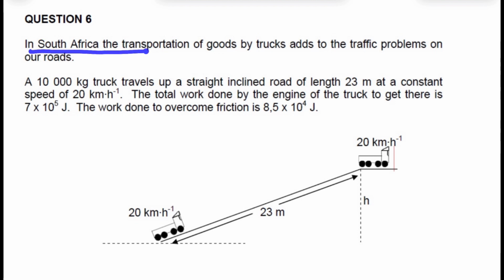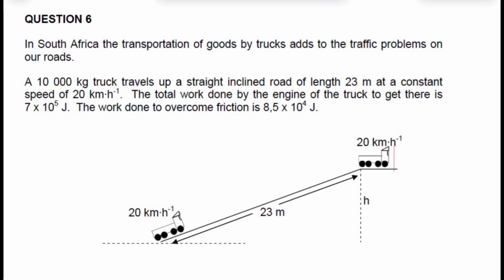It says in South Africa, the transportation of goods by trucks adds to traffic problems on our roads. A 10,000 kg truck travels up a straight inclined road of length 23 meters at a constant speed of 20 kilometers per hour. The total work done by the engine of the truck to get there is 7 times 10 to the power 5, and the work done to overcome friction is 8.5 times 10 to the power 4.